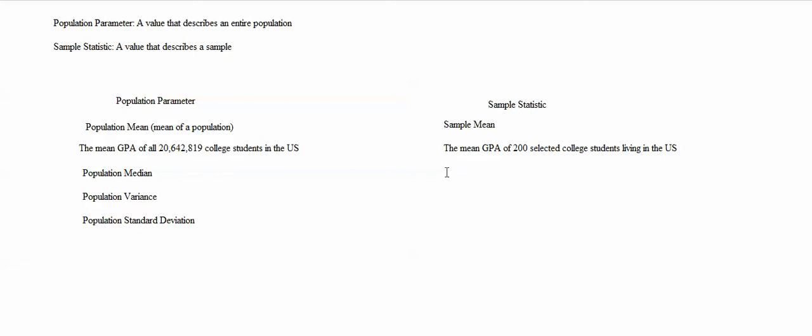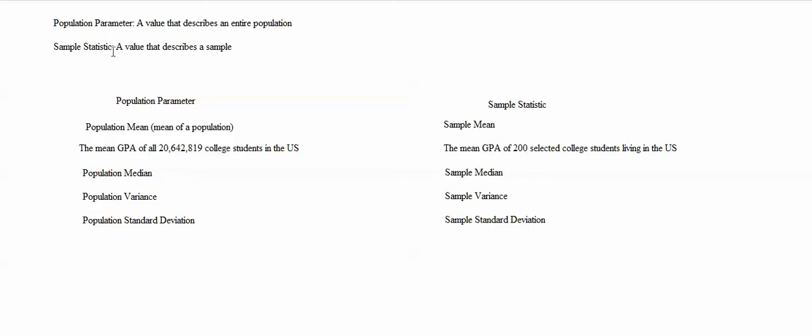Also, if I found the median of the 200 GPAs, my answer would be called a sample median, and that would also be a sample statistic. If I calculated the variance of the 200 GPAs, I would have a sample variance. And if I calculated the standard deviation of 200 numbers, I would have a sample standard deviation, and that would also be a sample statistic.